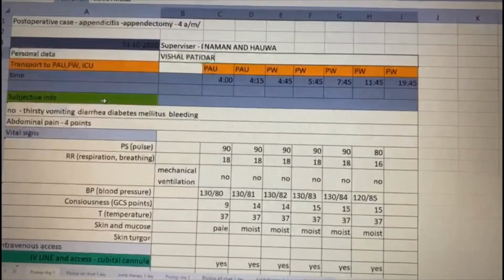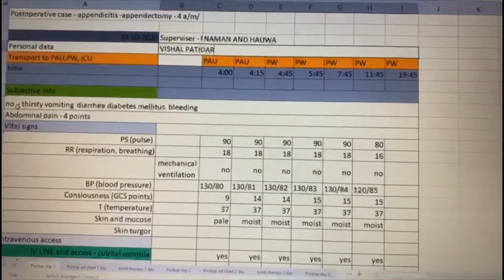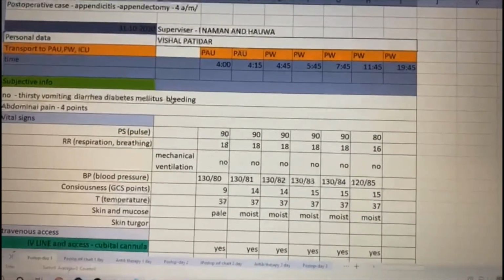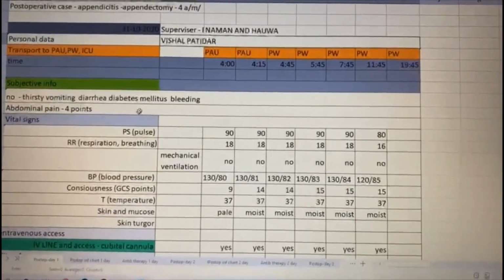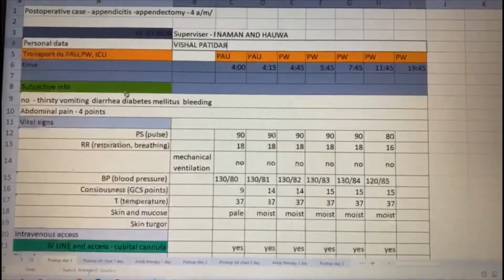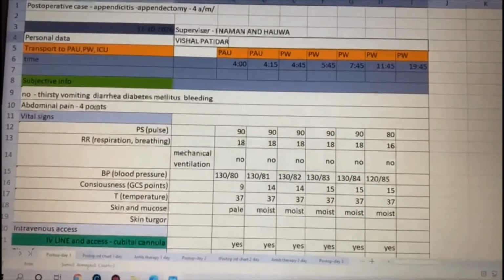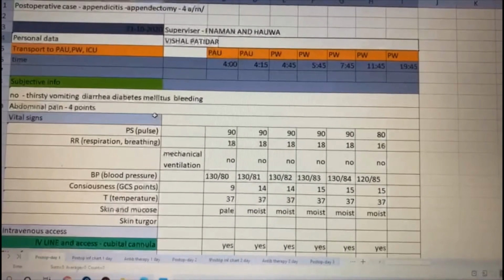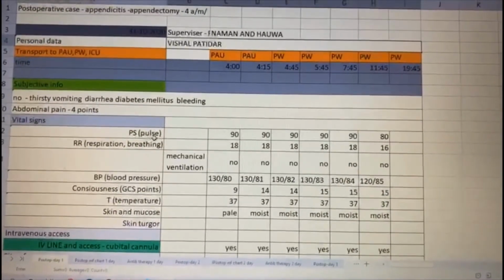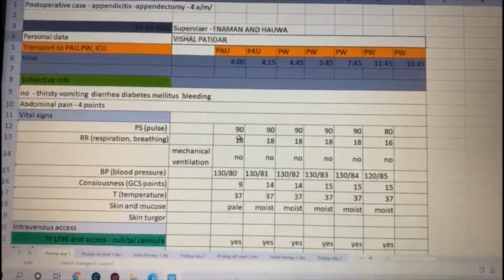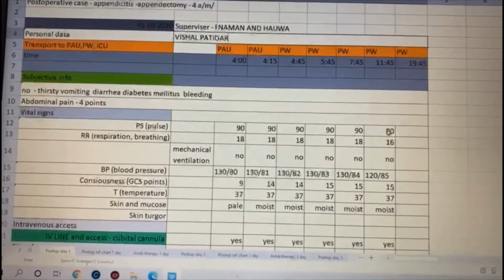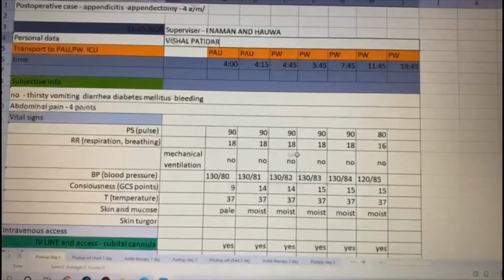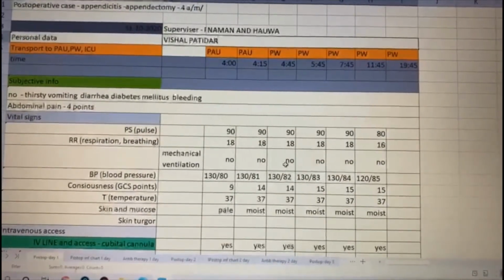And then there's the subjective info, like we have asked him, did you feel thirsty, vomiting, diarrhea, does he have diabetes mellitus or any bleeding anywhere? And we have asked him about the abdominal pain. According to the information we got, it has 4 points. And after that, we have done the vital signs. In vital signs, we first took the pulse rate. The pulse is 90, 90, 90, and then at 11:45 it was 80. And the respiration rate was 18, and then 16 at 11:45.